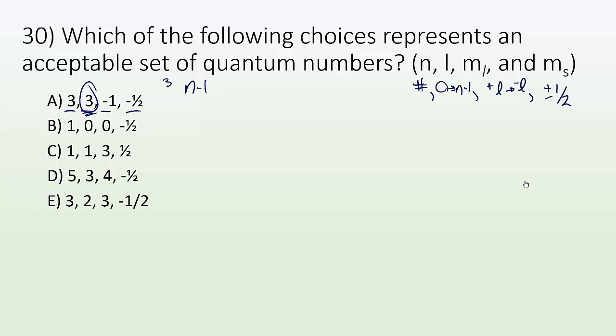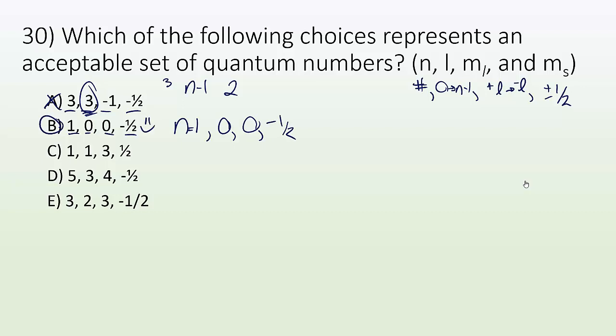And if n is 3, then it should only be able to go up to 2, so you can't do A. All right, B: 1, 0, 0, negative 1/2. This looks pretty good, right? If I have n equals 1, then the next number can be 0, which it is, which means the next number can only be 0, which it is, and the next number can be minus 1/2. So this looks good, this smiley face.